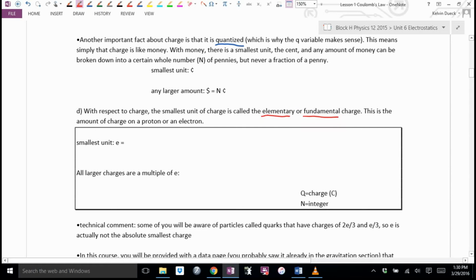It's called the elementary or fundamental charge. And it turns out this is the amount of charge on an electron or proton. Protons and electrons define the elementary charge. They have the same charge, it's just one's positive and one's negative. What is the elementary charge? It's on your formula sheet, just below where it has the mass of the planets and the radius of the planets. Somewhere in that section of information, you'll see the elementary charge. What is the elementary charge?